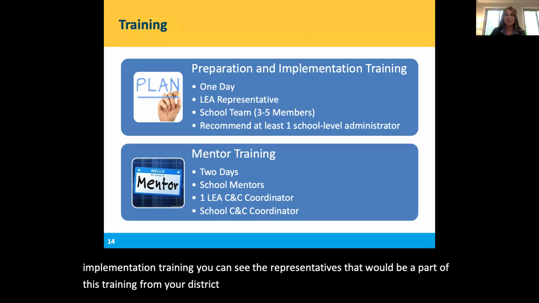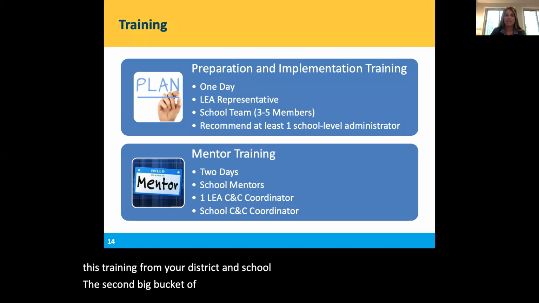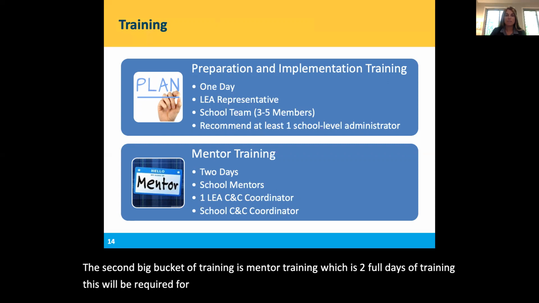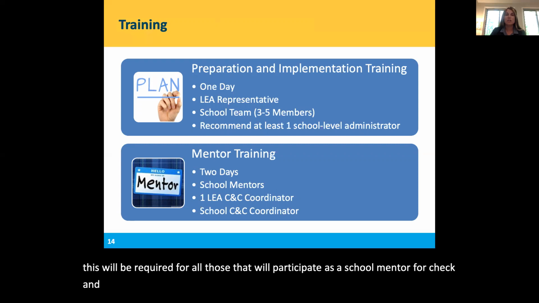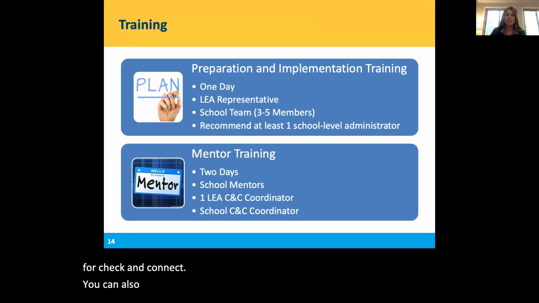The second big bucket of training is mentor training, which is 2 full days of training. This will be required for all those that will participate as a school mentor for Check and Connect. You can also see here who would be involved in this mentor training.